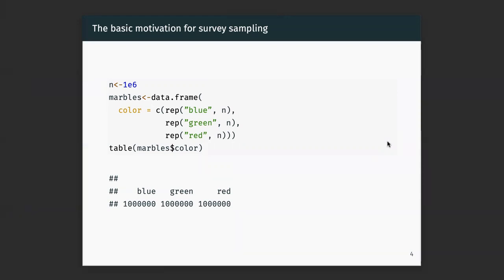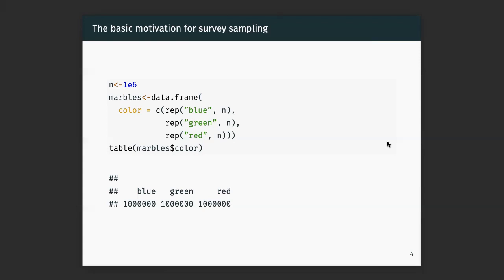So I'm going to say make n equal to 1,000,000. And then I'm going to create a data frame called marbles, where I'm going to have blue, green, and red marbles. Each will have 1,000,000, right? So I'm going to have a color vector that will have 1,000,000 blue marbles, 1,000,000 green marbles, 1,000,000 red marbles. So my data frame has a single column called color, but we can think of each row as being a marble. So I've just created a bag with 3,000,000 marbles in it, right?